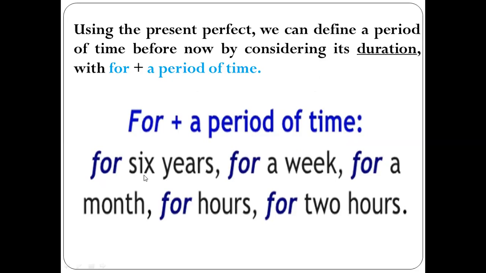For how long? 6 years. For how long? For a week. For how long? For a month. For how long? 4 hours. For how long? For 2 hours. So again, for plus a period of time. Now it's very easy to identify for. It answers the question, for how long? For a period of time.